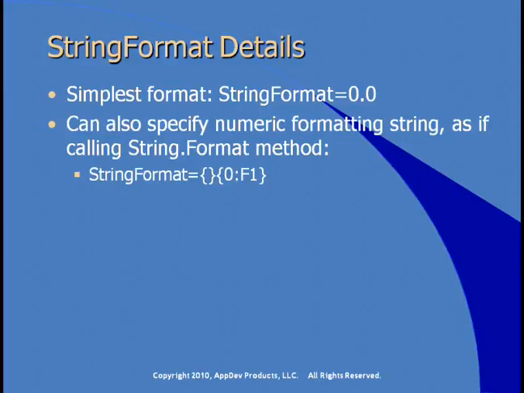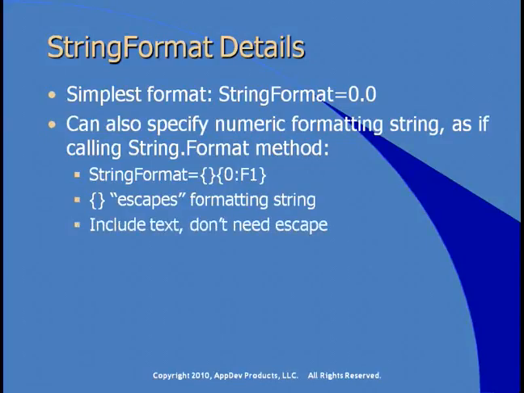Why is that open close curly brace before this? Well, that's used to escape the formatting string, as if it was surrounded with quotes. But since this is all inside quotes as an attribute value, you can't use quotes around that, so they use the open close curly brace to escape it. On the other hand, if you include text, you don't need that escape set of curly braces. In a case like this, where you said string format equals, the value is colon, and then the formatting expression, that would work as it is without that escaping open-close curly braces.